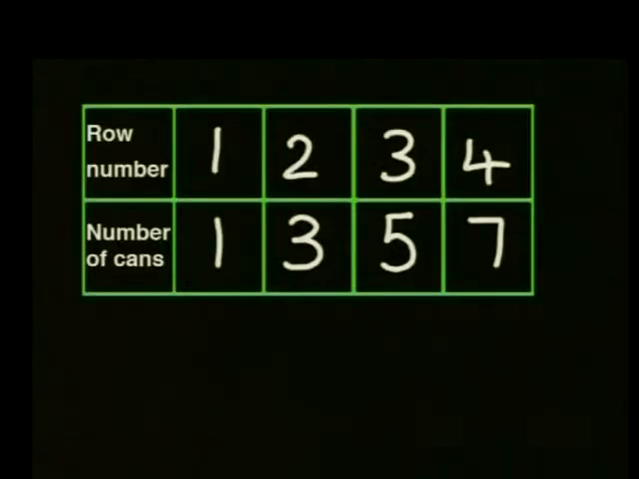Well, look at the number of cans in a particular row. Do you see that it is always 2 more than the previous row? From 1 to 3, we added 2.